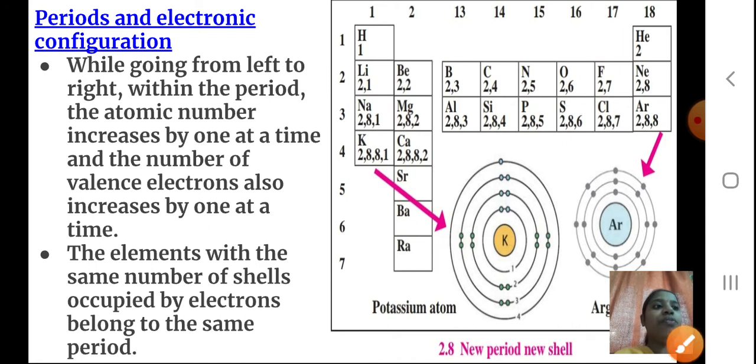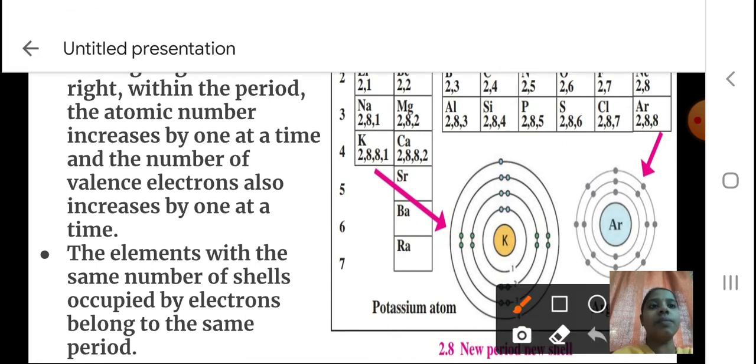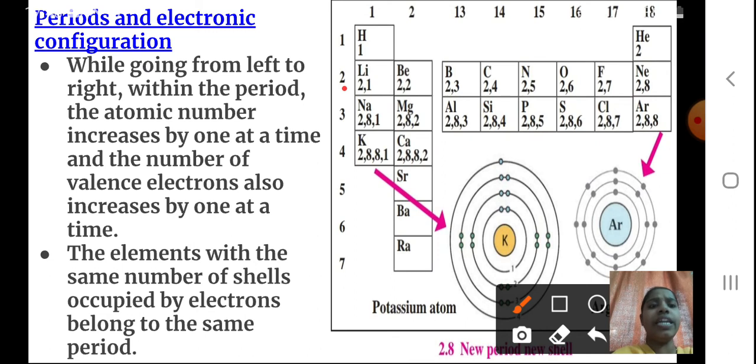Okay, students. So if you take an example, if I take the second period, see, lithium 3, beryllium becomes 4, boron 5. So like this the atomic number increases by 1. And valence electrons also, see, lithium has 1 valence electron, beryllium has 2 valence electrons.